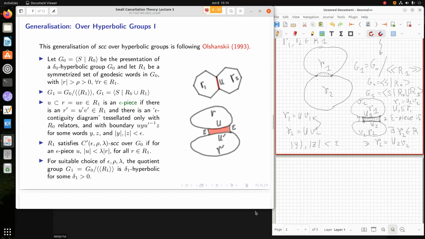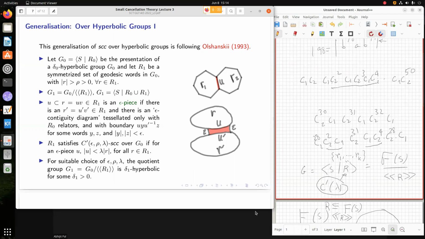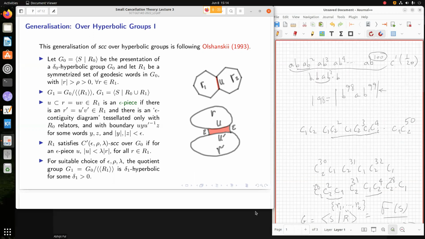But see, while talking about the small cancellation condition, we mentioned C prime, epsilon, rho, and lambda, right? So rho is this parameter that we want all the symmetrized geodesic words that we have taken to be sufficiently long. So we want all of them to be at least rho. The reason for choosing that is, you see that in this case, this was a relator, right? Or in the construction, this was part of a relator. I mean, this was the star.